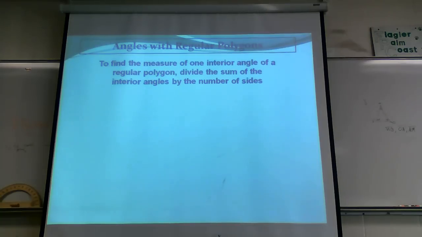Which means I could give you a regular polygon with 7, 8, 9, whatever number of sides, and say I want you to find one interior angle of that regular polygon. All it is a matter of is taking the sum formula we already did and dividing it by the number of sides, because the number of sides and the number of angles are always exactly the same. When you want to find one interior angle, you take what they add up to, which is the sum, and divide it by however many angles there are.